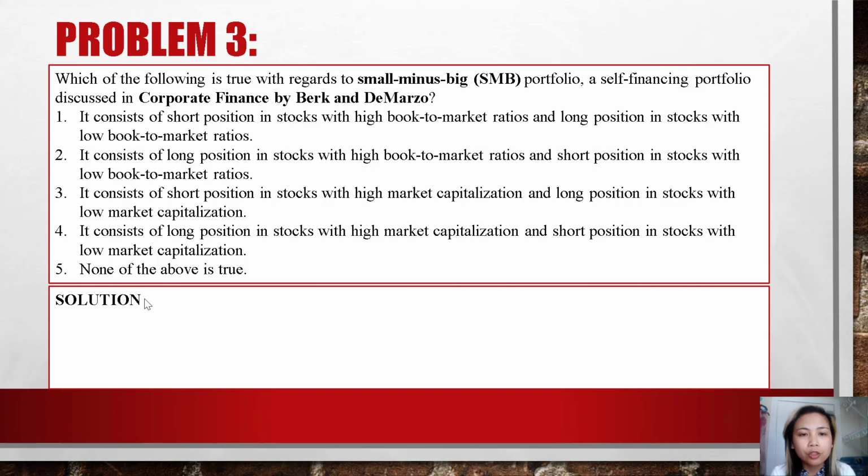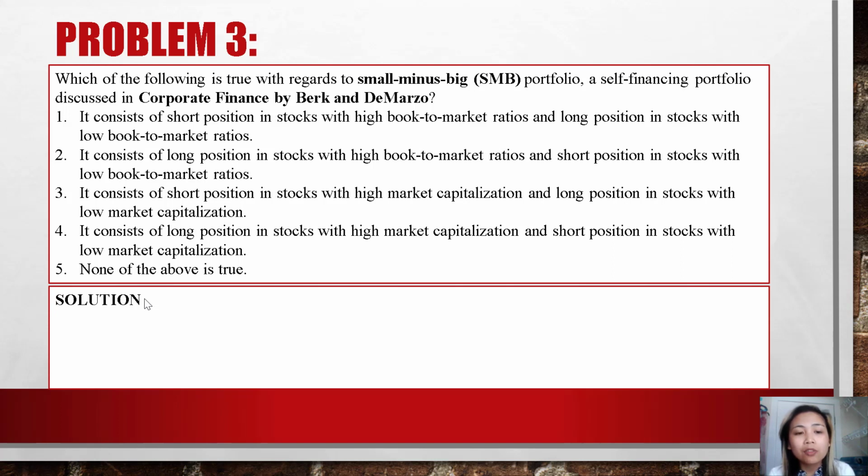Which of the following is true with regard to the small minus big SMB portfolio, a self-financing portfolio discussed in Corporate Finance by Berk and DeMarzo? 1. It consists of a short position in stocks with high book-to-market ratio and a long position in stocks with low book-to-market ratio. 2. It consists of a long position in stocks with high book-to-market ratio and a short position in stocks with low book-to-market ratio.